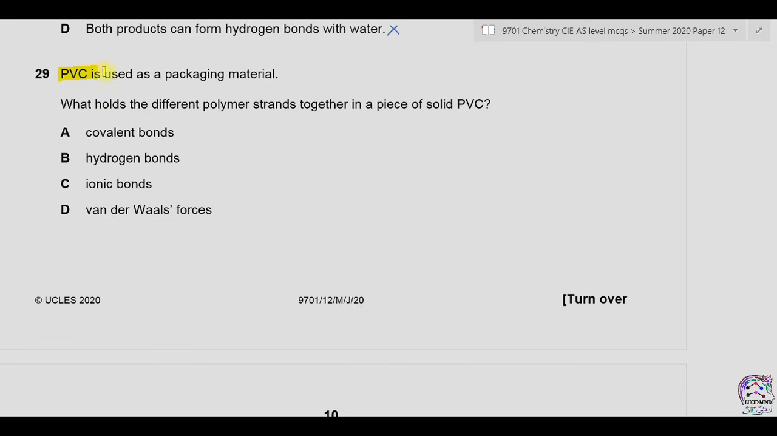Question 29. PVC is used as a packaging material. What holds the different polymer strands together in a piece of solid polyvinyl chloride? The structure of polyvinyl chloride is like this. We have a chlorine atom with one of the carbon atoms and 2 hydrogen atoms with the other carbon atom. Now this structure repeats itself on and on in polyvinyl chloride. This repetition shows one of the strands of PVC. The other strand will also be like this. So for example, this is the first strand, this is the second strand, this is the third strand.